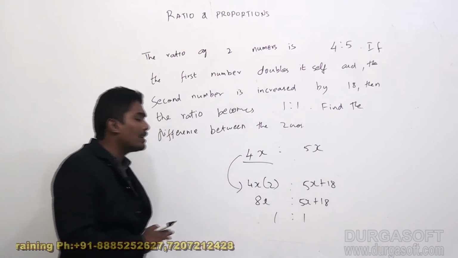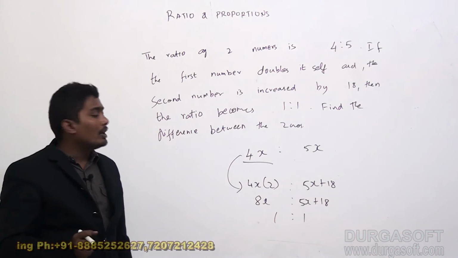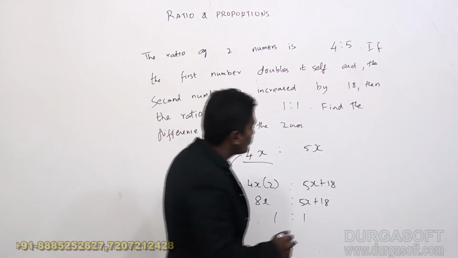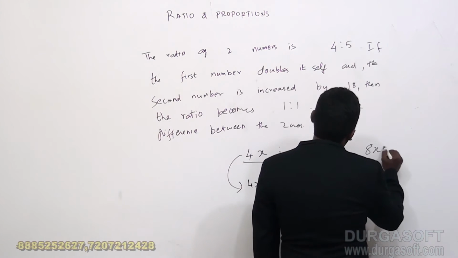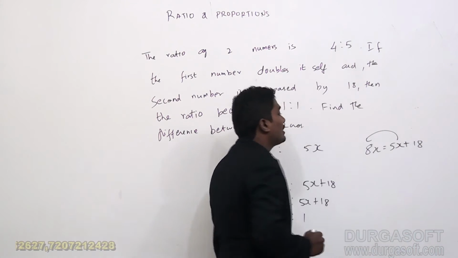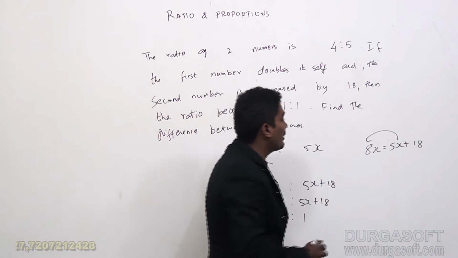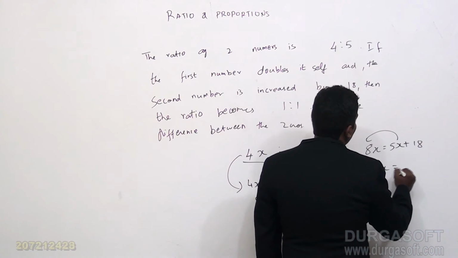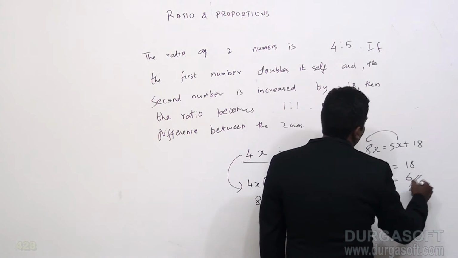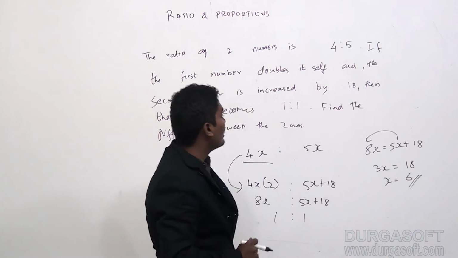If it is 1:1, I can call them equal. So I can say that 8x is the same as 5x plus 18. I bring the 5x to the other side, so I get 8x minus 5x, which is 3x, equal to 18. So I will get the value of x as 6.